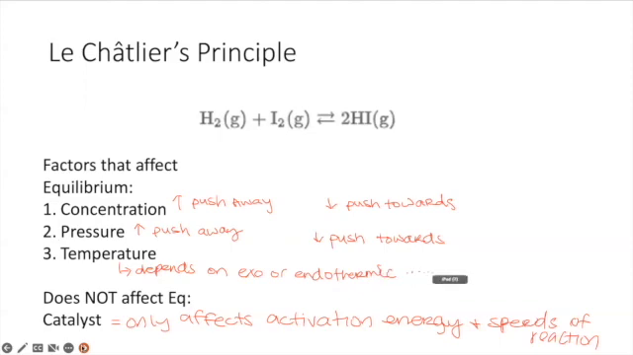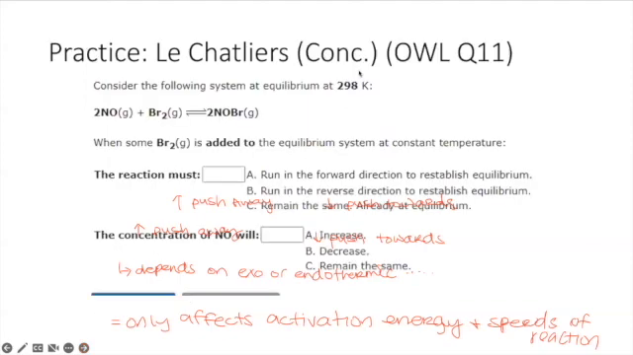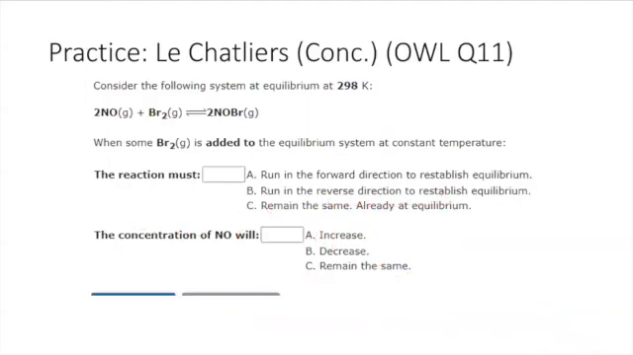And I'll show you an example here in a second. So looking at your question 11. A system is at equilibrium. So now they've added some bromine, right? They've increased the concentration. These brackets always mean concentration of bromide.